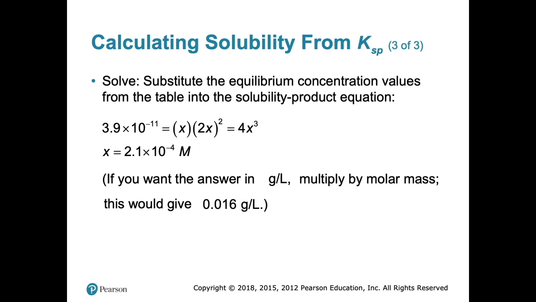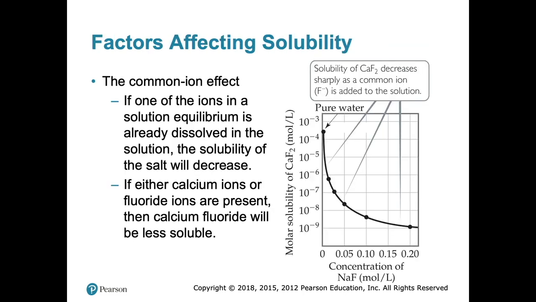So quite simply then, these are a lot easier than doing chemical equilibrium questions. Because now you have X, and then you want the answer in grams per liter, because that's what most solubility is listed as. So all you have to do is multiply by its molar mass, the molar mass of calcium fluoride times that, and you'll get 0.016 grams per liter. Neat stuff, right? Neat stuff.